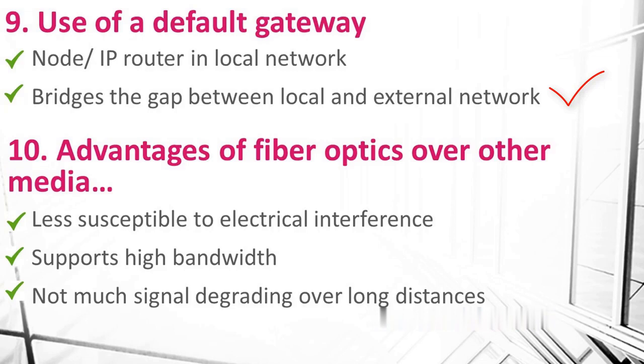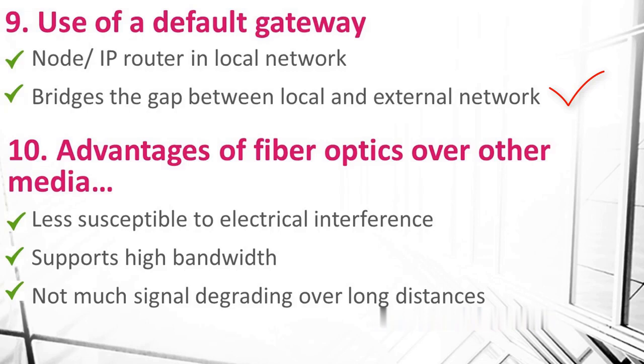Question number 10. What are the advantages of fiber optics over other media? Fiber optics is less susceptible to electrical interference. It also supports higher bandwidth, and signal degrading is also very less over the long distances. So these are the major advantages of fiber optics over other media that you can discuss to answer this question.